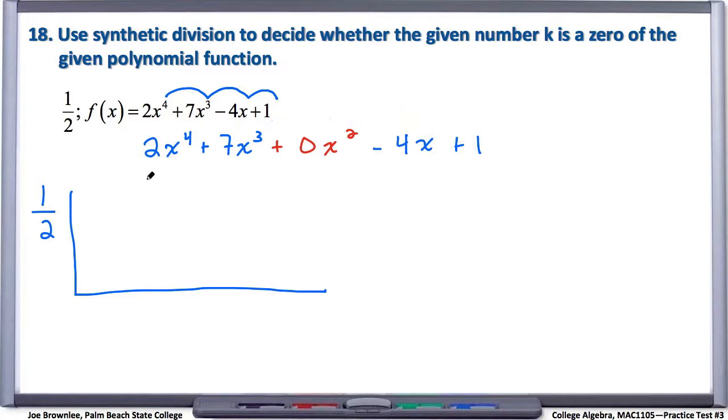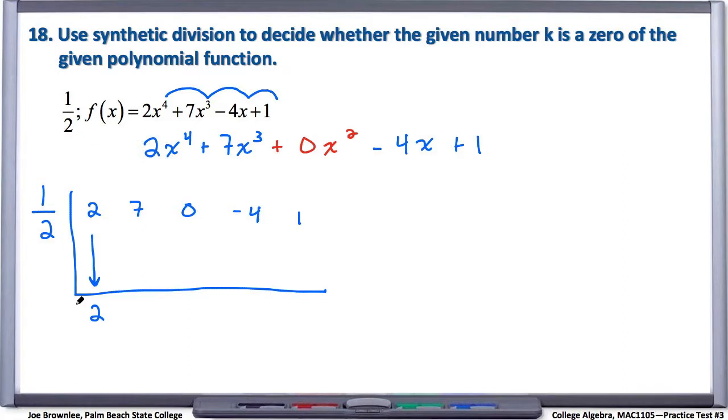Now that we have all of our terms, let's fill in our coefficients. So the coefficient of our x to the fourth term is 2, and then we'll have 7, then 0, -4, and lastly positive 1. So we know that whatever this first number is with synthetic division, we always bring down. All right, let's multiply 1/2 times 2.